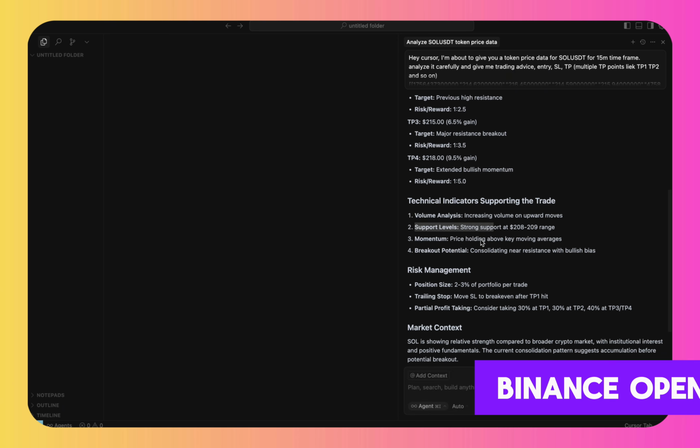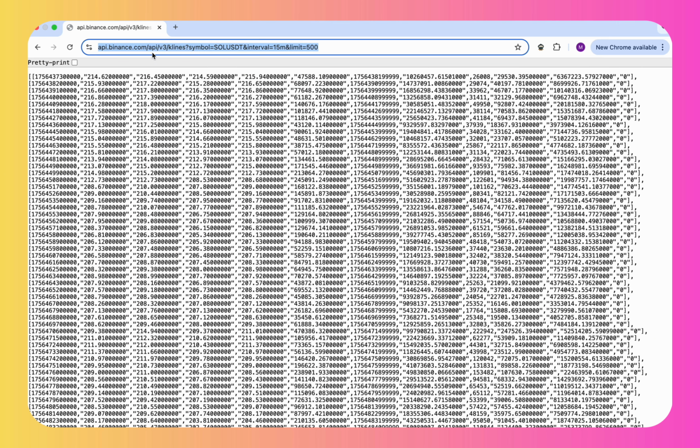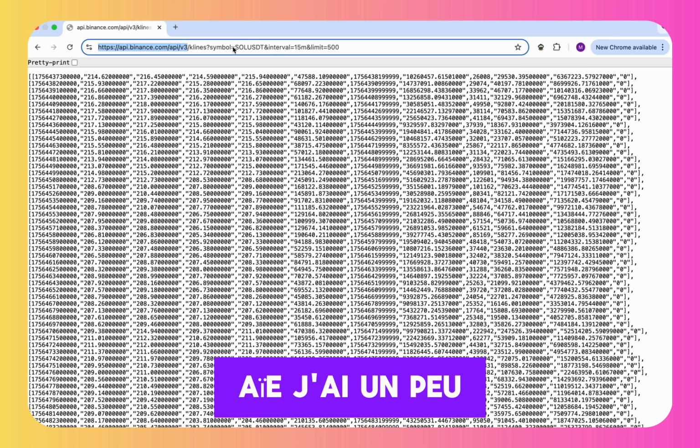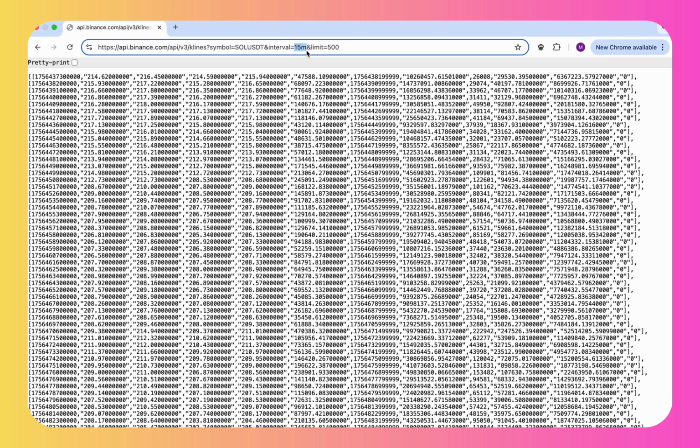After you've set it up, the next important step is to get live blockchain trading data. For that, we'll use Binance Open API, which is freely available at api.binance.com. The Binance API is one of the best tools for traders because it gives you direct access to market data without relying on third-party websites.